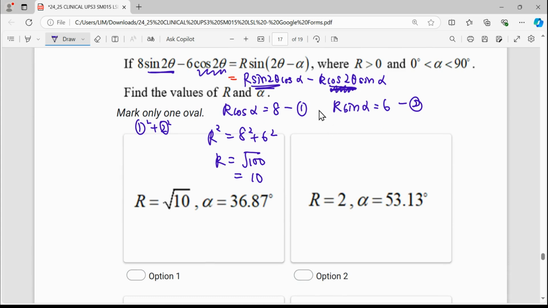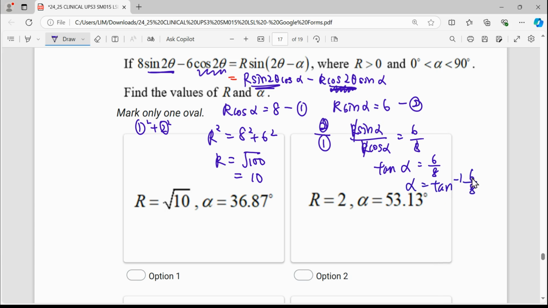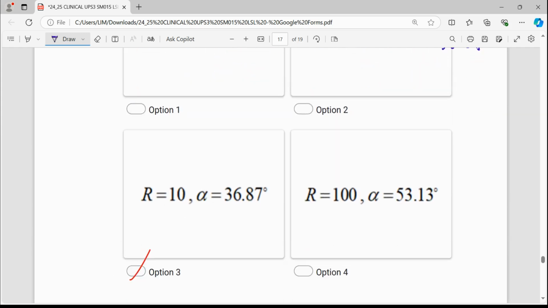To find alpha, we will build out a tangent. So equation 2 over equation 1. So R sine alpha divided by R cos alpha, 6 over 8. R can be eliminated. Tangent alpha is 6 over 8. So alpha is a basic angle. Move your tangent to the right hand side. So shift tangent 6 over 8, it gives you 36.87. So here we have our option.